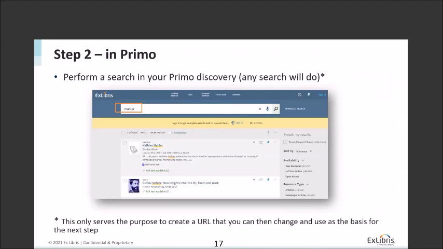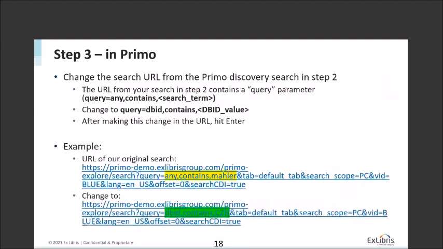Any search will do. You search CDI, either in a blended scope with local or in a pure CDI scope that's not blended. In this case, I searched for malware, and any search will do. The only purpose of this search is really to create a search URL that you can then modify with the DBID information in the next step. So in this case, I searched for the term malware in my search box, and the resulting search URL that I got looks like this.